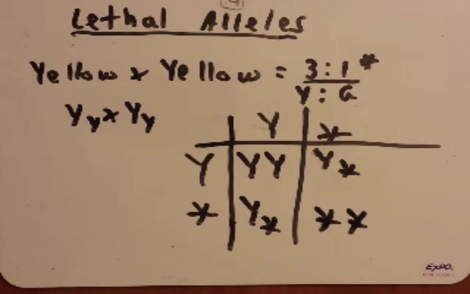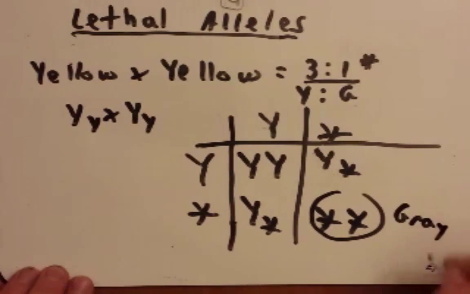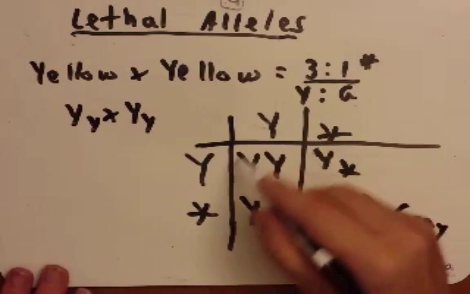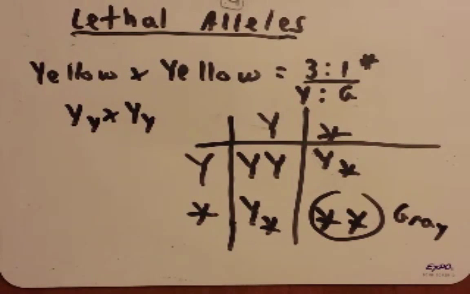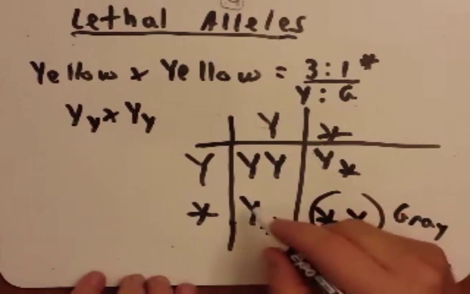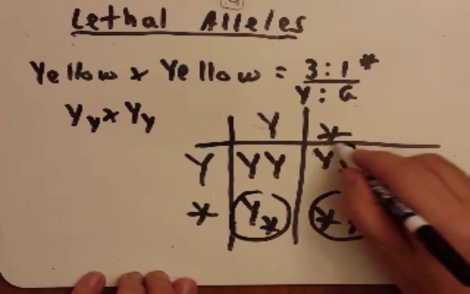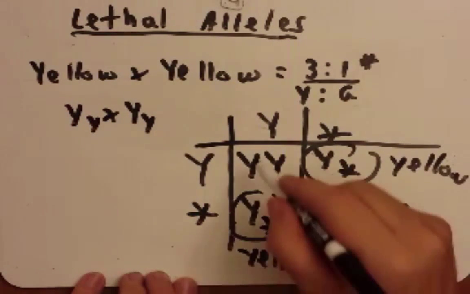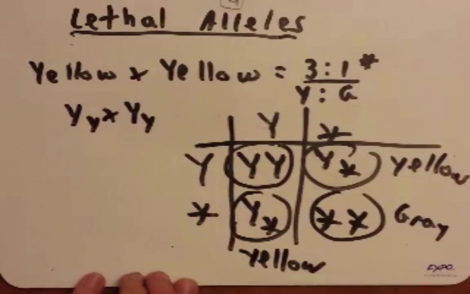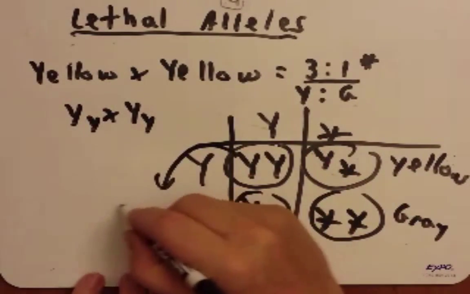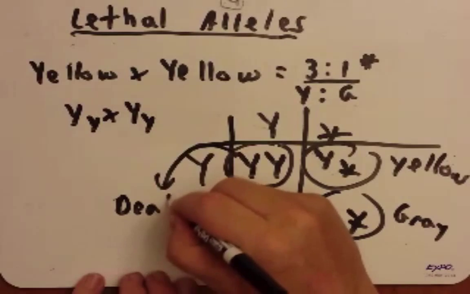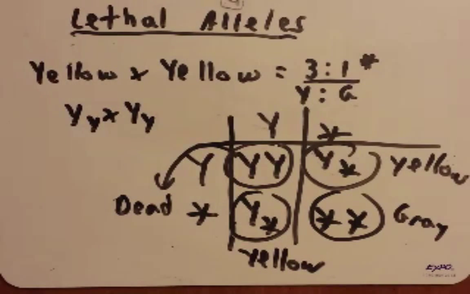So he presumed that this one was gray, and he was right. And he presumed that these three would be yellow. Well, it turns out what happens is that indeed this one is yellow, and this one is yellow, but this one is dead. It doesn't survive embryonic development. So he never counted it in his crosses because he never saw it.